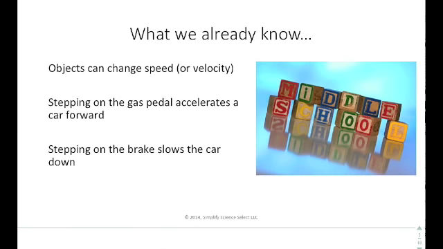So, what we already know. We know that objects can change speed or velocity, if you look at it based on the lab that we did. We know that an object can speed up if you press a gas pedal in a car; the car will get faster. If you step on the brake, the car will get slower. So those are things we already know from middle school.